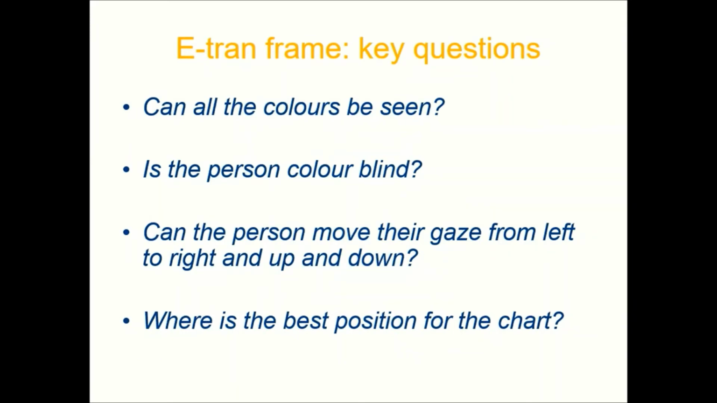Things you need to think about: is the person colorblind? Can all the colors be seen? You need to make sure the person can move their gaze left, right, and up and down for this frame to work. And where's the best position for the chart? You do need to be able to see the client's eyes through the hole, but if their head is positioned off to one side, you might have to compensate for that when you're using the frame.